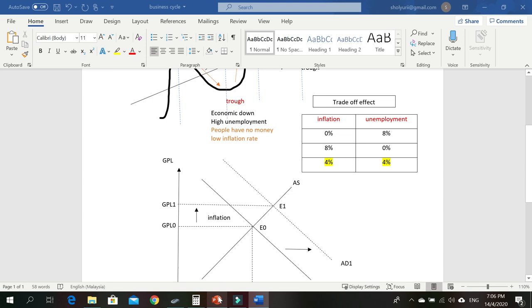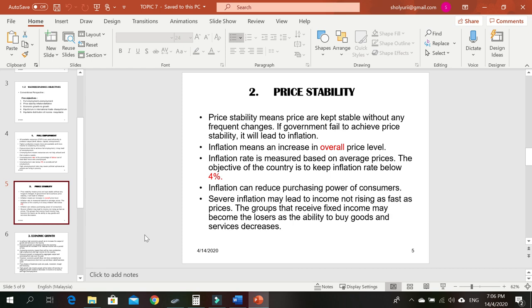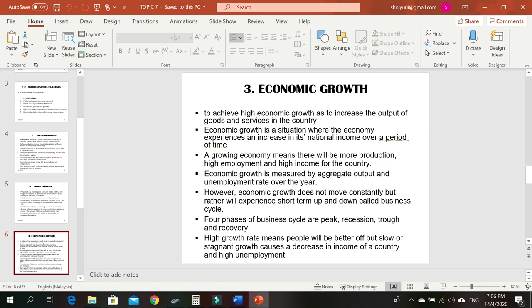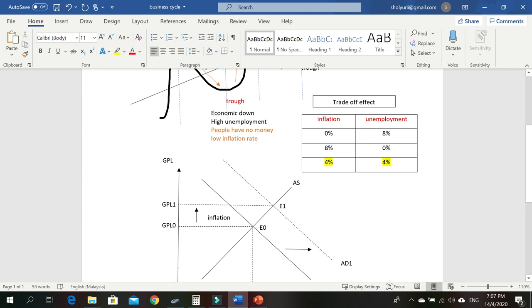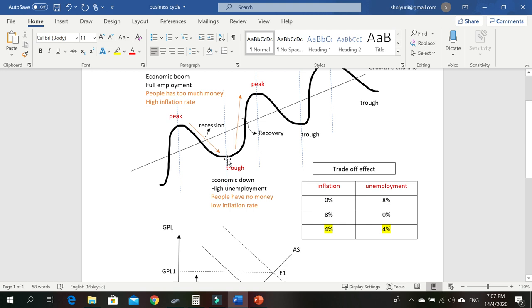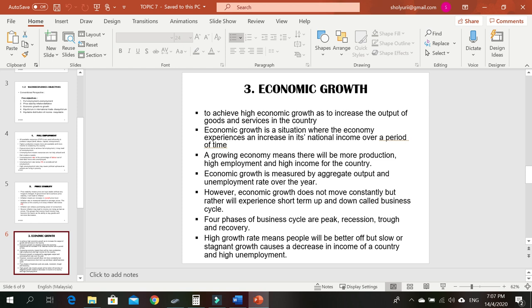Alright, so let's proceed. So, inflation can reduce, for economic growth. And then, high growth rate mean people will be better off. Of course, kita suka negara ada growth rate. Tapi jangan terlampau melampau sangat sampai masa tu inflation terlampau tinggi. Dan menyebabkan rakyat kita hidup susah. Because cost of living dalam negara tu sangat mahal. Tapi kalau slow or stagnant growth, maksudnya masih dekat peak, dekat trough lah, dekat bahagian bawah tadi, kat sini lah, slow or stagnant growth ni, high growth kat sini. Kalau slow or stagnant growth kat sini, causes a decrease in income of a country and high unemployment rate. Okay, so this is our third objective, which is economic growth.